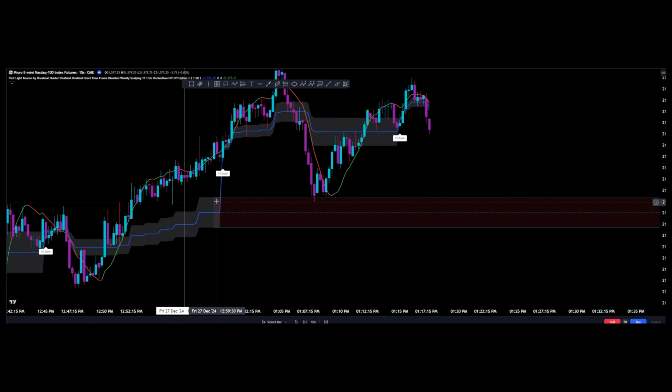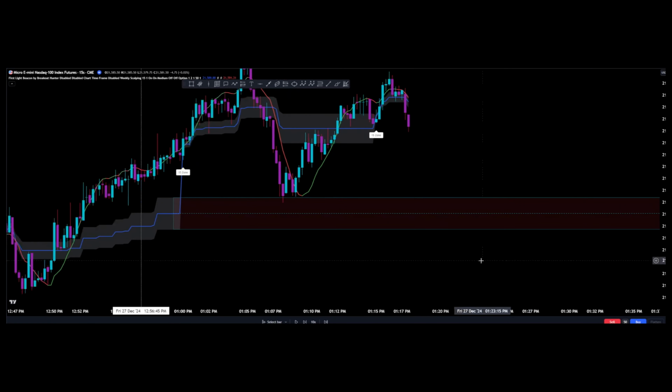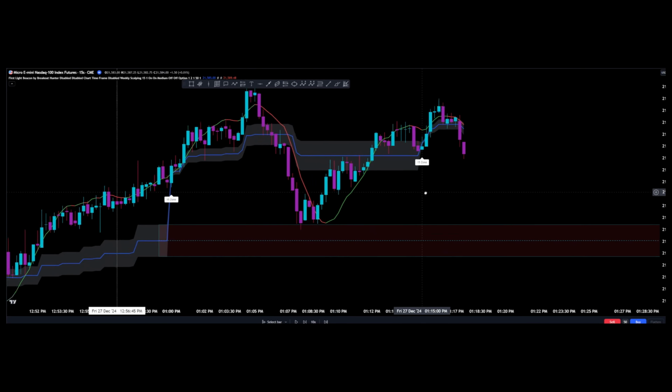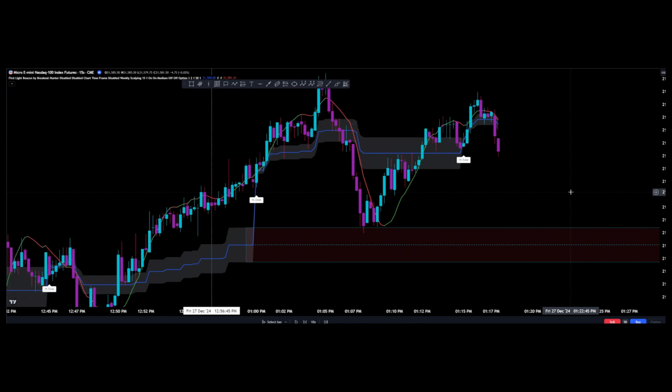So what you can do is draw off of that, and then use other confluences to go up. Now the beacon line, this line right here, is basically a linear regression line. So it's pretty accurate.